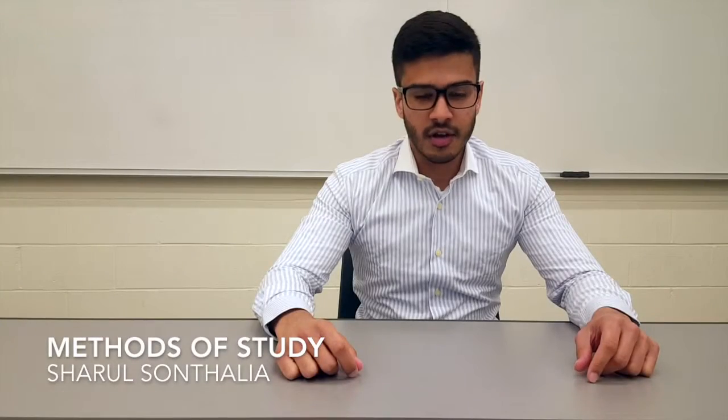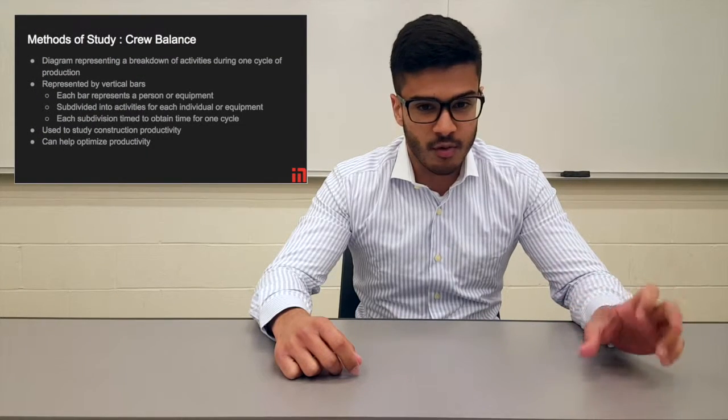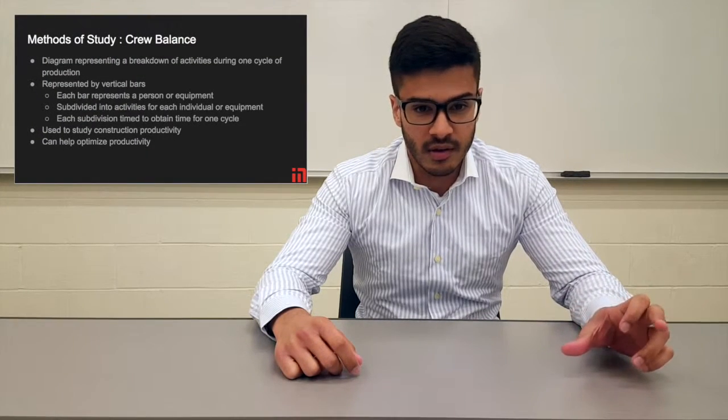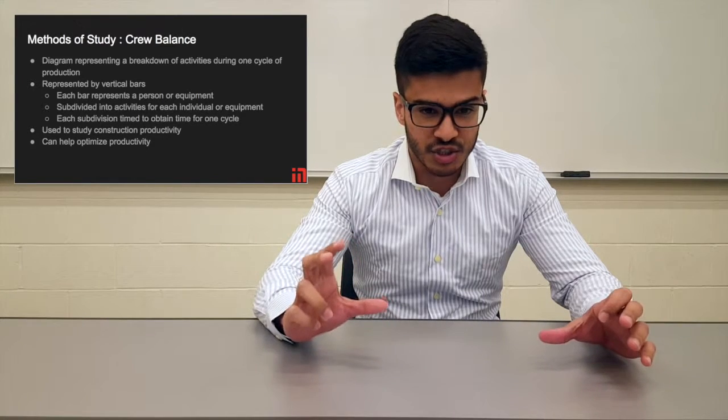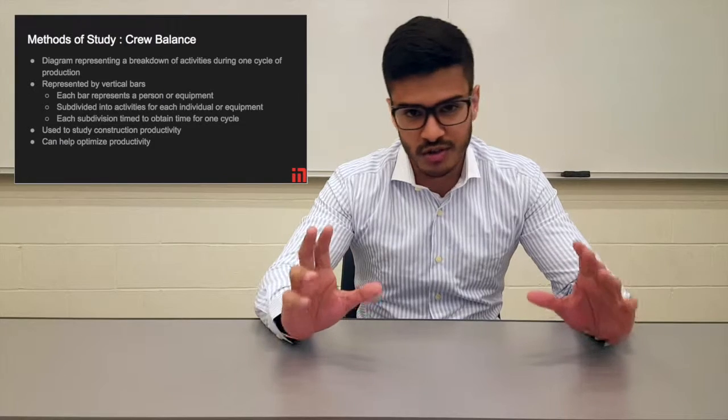Thank you. In order to analyze productivity of sites, crew balance charts were created. A crew balance chart is a diagram representing characteristics of each activity, of each entity on site. A crew balance chart is a breakdown of activities for one cycle of production. It is separated into various sections, and then these sections are combined to form one cycle of production on site.